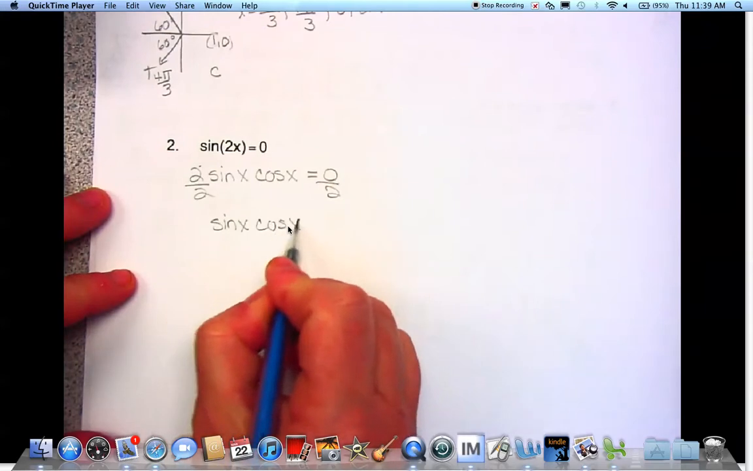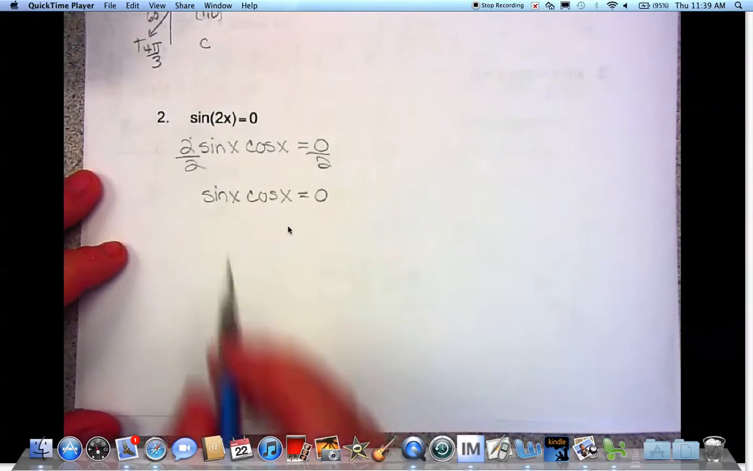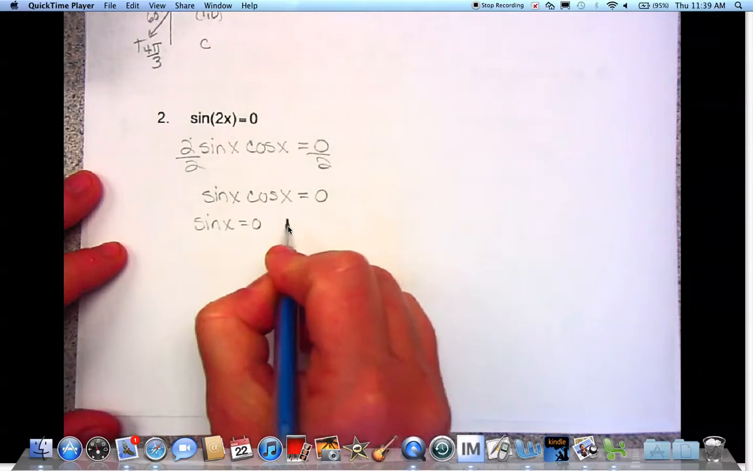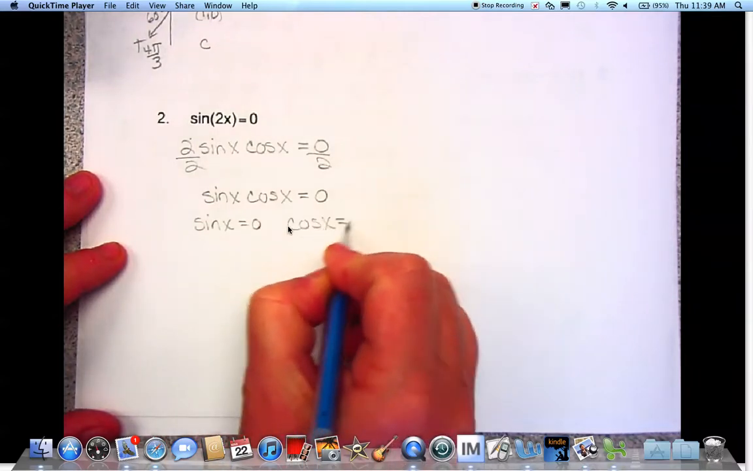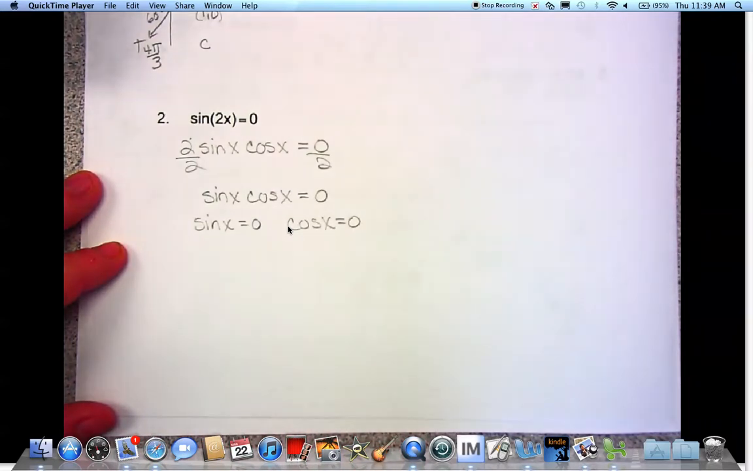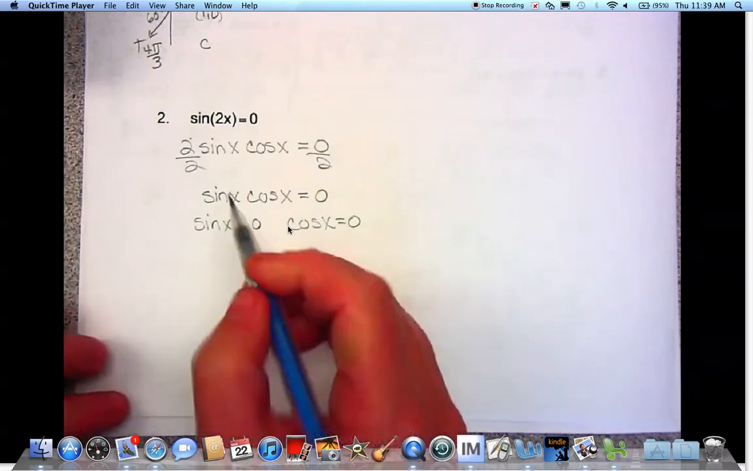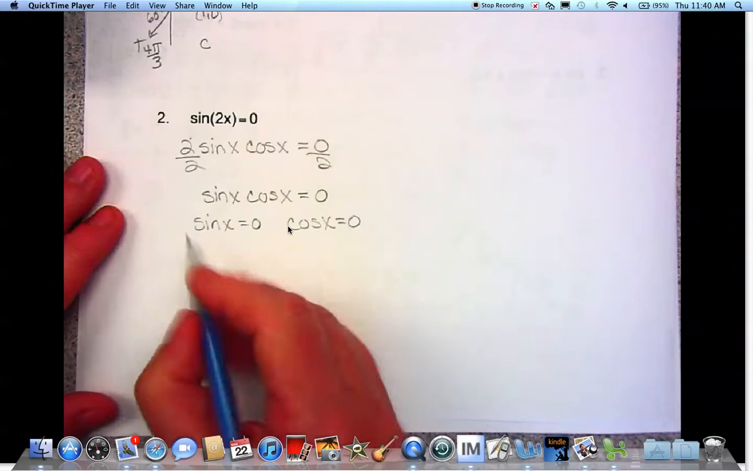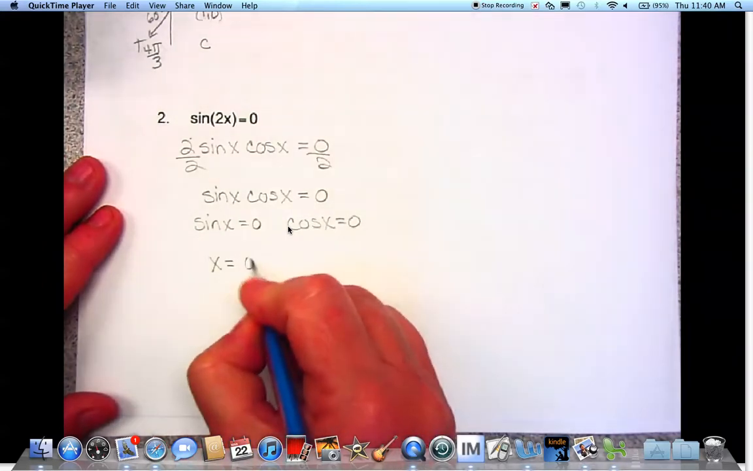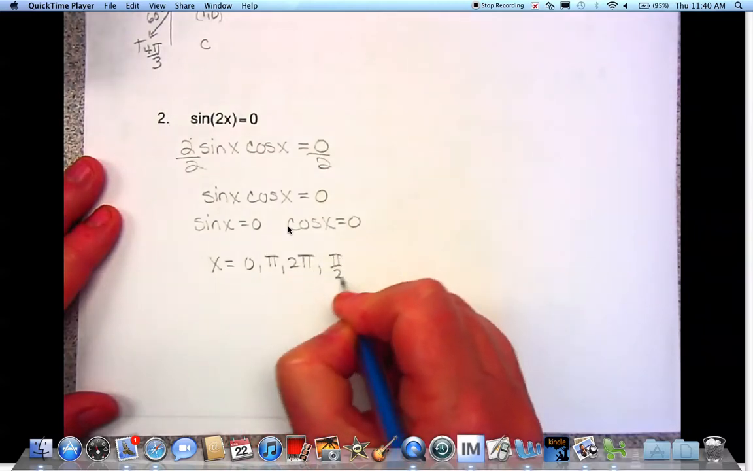Just get rid of it. So sine x cosine x equals 0. Now we can set each one of these equal to 0. Sine equals 0, cosine equals 0. So pi over 2. Yeah, it's all the quadrantals. Because when sine is 0, cosine is 1 and negative 1, and when cosine is 0, sine is 1. Is there a way to write all the quadrantals? Yeah, you list them. 0, pi, and 2 pi. And then pi over 2 and 3 pi over 2.